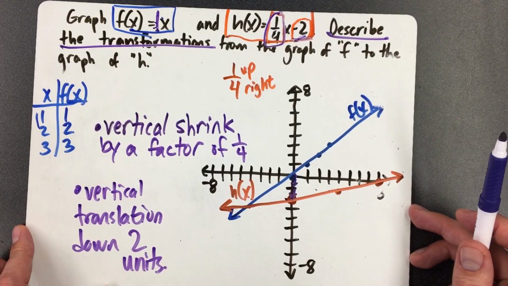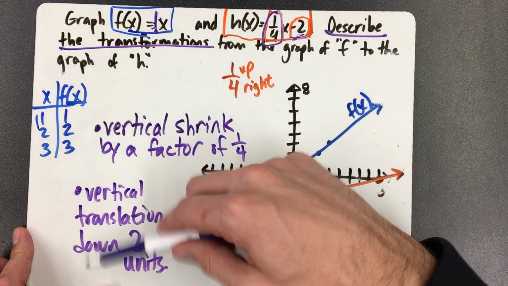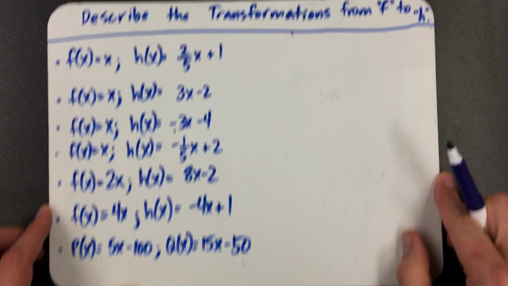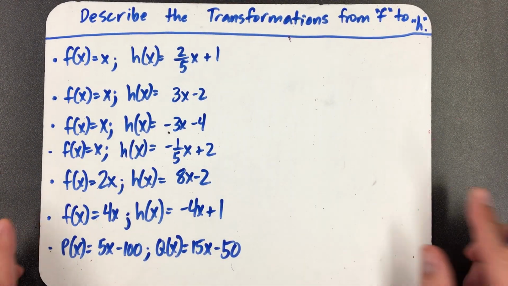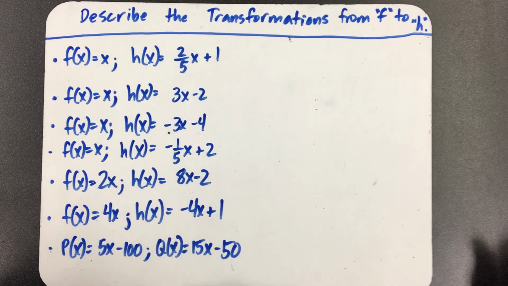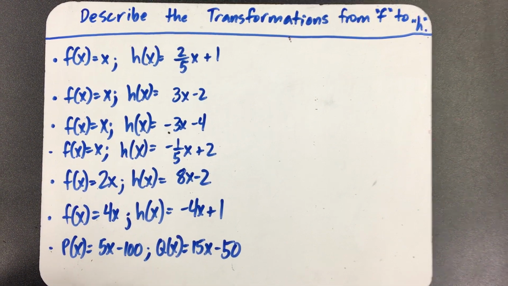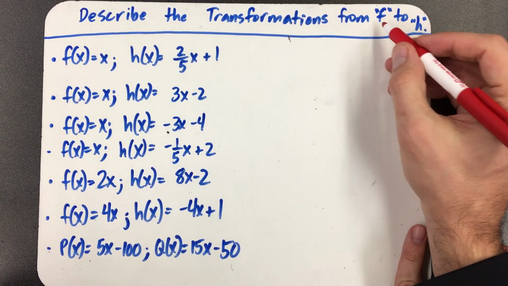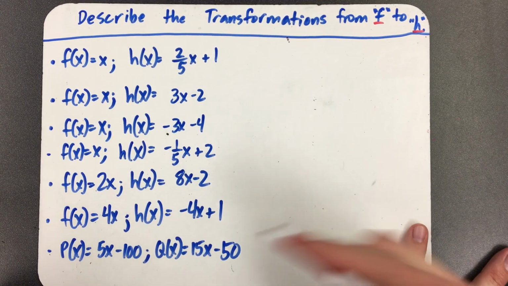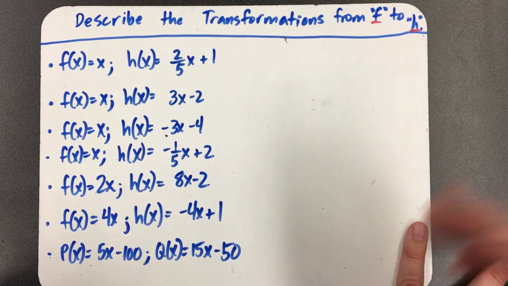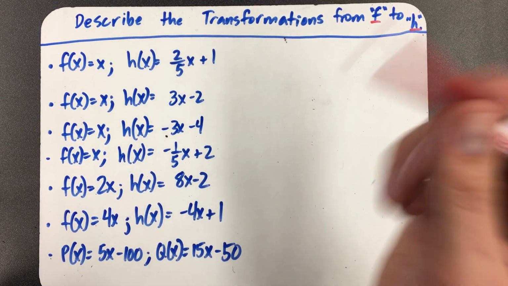Okay, that's what the questions are going to be today. They're going to have you graph them, and they're going to have you tell what you did. Now, I'm not going to graph all these examples because that would take way too long, but I'm going to hopefully give you a little practice at the description, because if you can get the description taken care of, it's really the hardest part. So describe the transformations from F to H. Most of these say F and H. I know a couple here at the end do not, but the majority of them do.